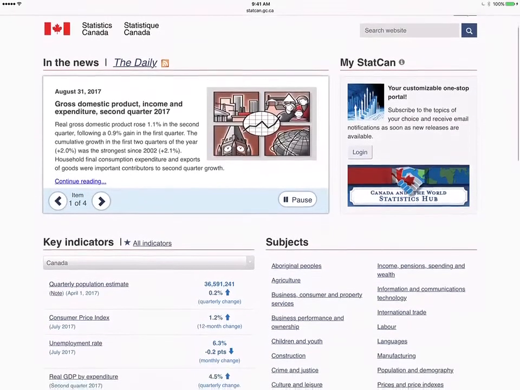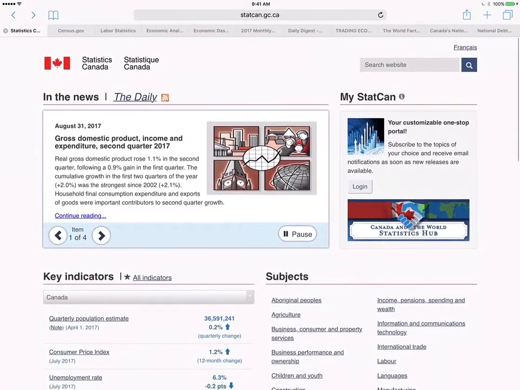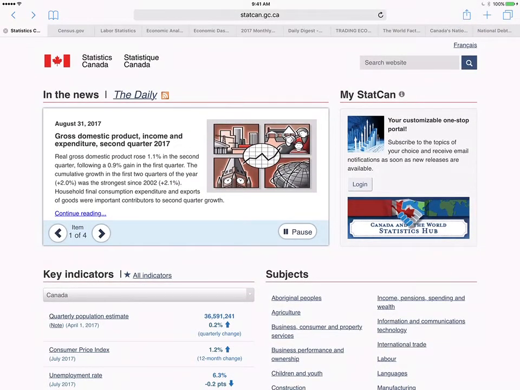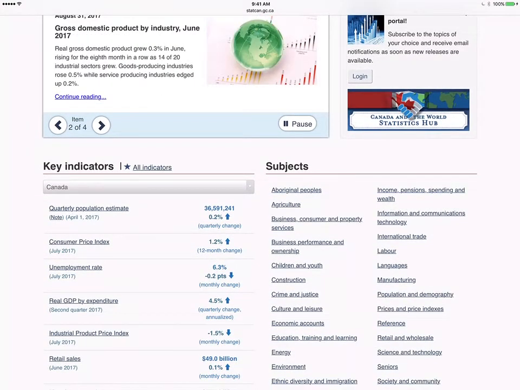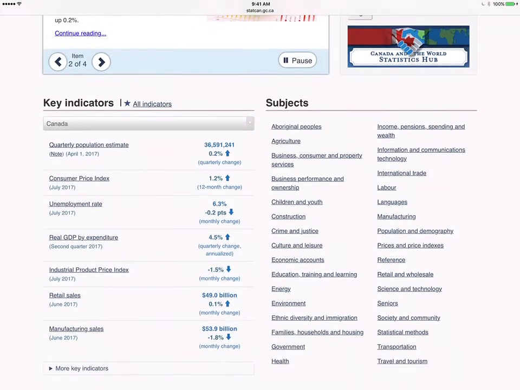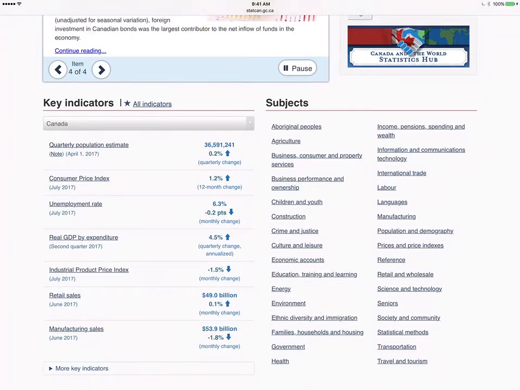So what we see here is the Statistics Canada website. And so if you go to statcan.gc.ca, on the front page you see a number of indicators. So we can see here the quarterly population estimate. So that number there tells you how many people are living in Canada right now. You also see the Consumer Price Index, and that Consumer Price Index tells you about inflation. So it's looking at how much prices have increased in the last 12 months.